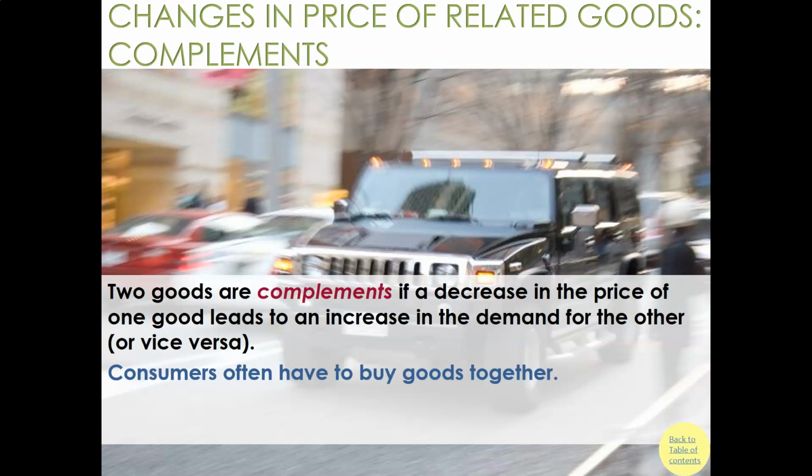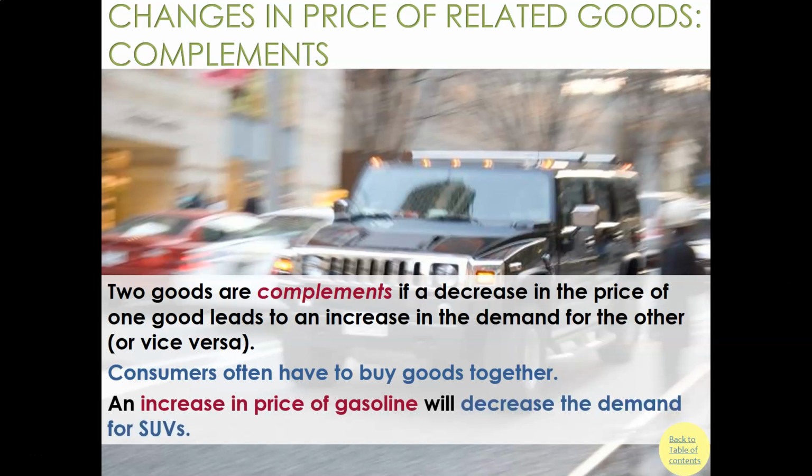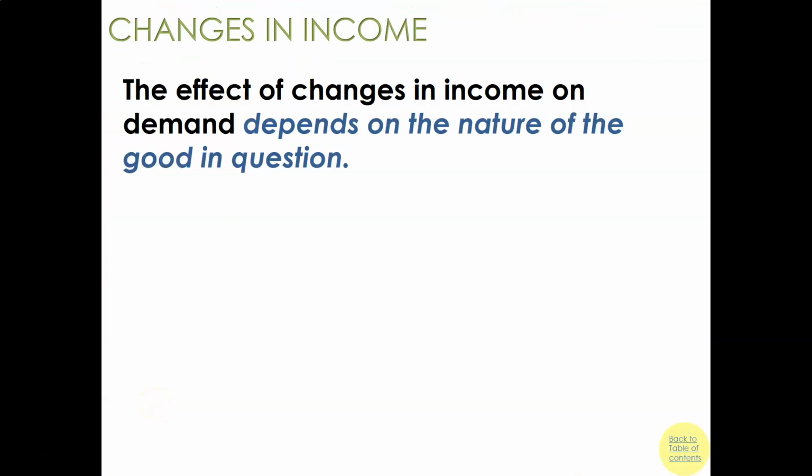They're often bought together. Skis and bindings, peanut butter and jelly, what have you. Now you may say that that's not a complement for me. It doesn't have to be, but in the market we tend to see it. It may not be true for every individual. But there are a lot of goods that are very strong complements for many people. An example would be gasoline and SUVs. An increase in the price of gasoline will decrease the demand for SUVs because they're used together, I think. Those are complements.